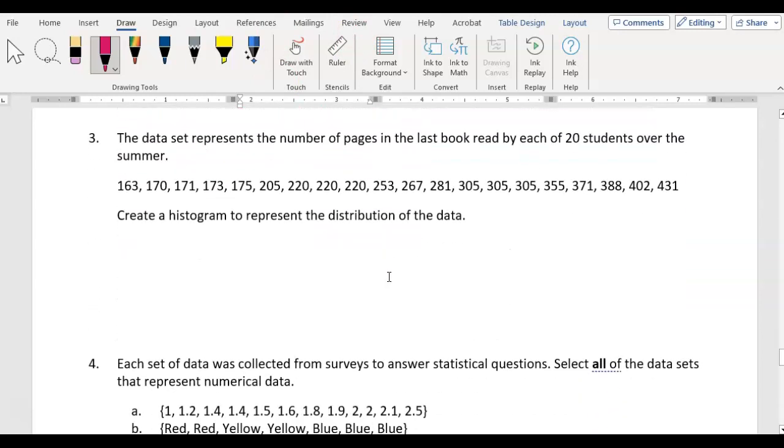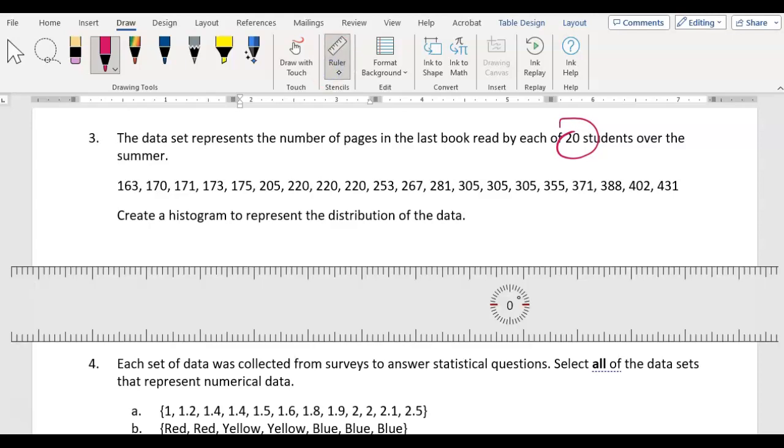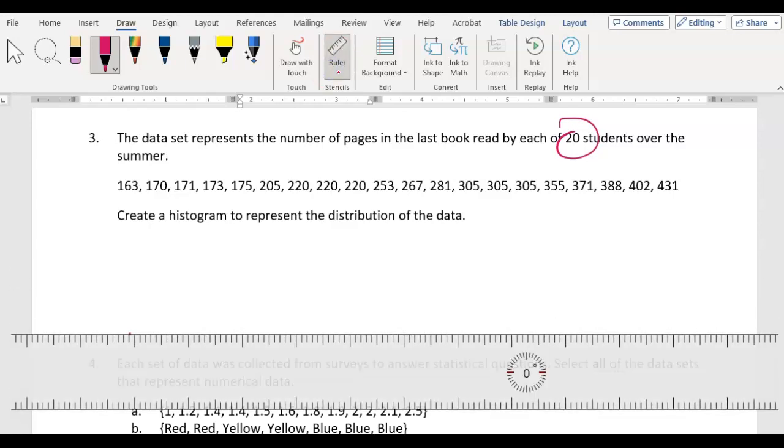Number 3, the data set represents the number of pages in the last book read by each of the 20 students over the summer. So we have 20 sets of data here. It says create a histogram to represent the distribution of data. So a histogram is looking at ranges. Let me draw my little line here.